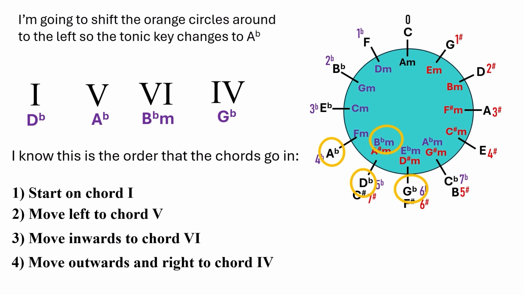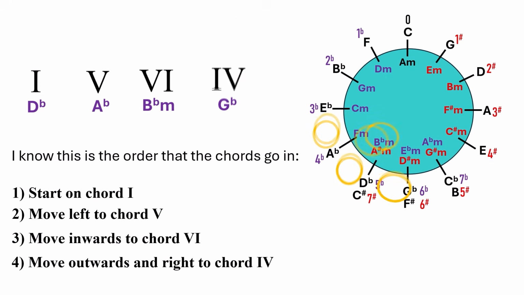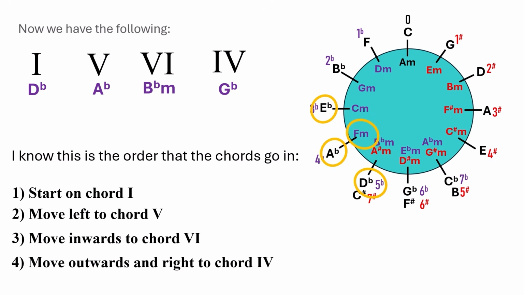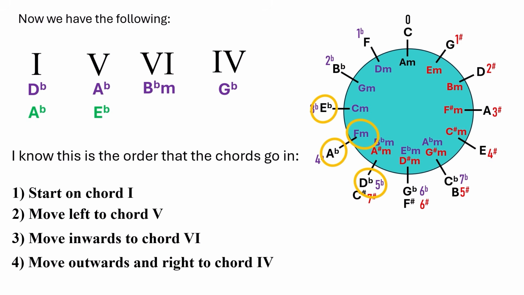I'm going to shift the orange circles around to the left so the tonic key changes to A flat. Now we have a different chord pattern. Chord 1 is A flat, chord 5 is E flat, chord 6 is F minor, and chord 4 is D flat major. Let's see what this sounds like.